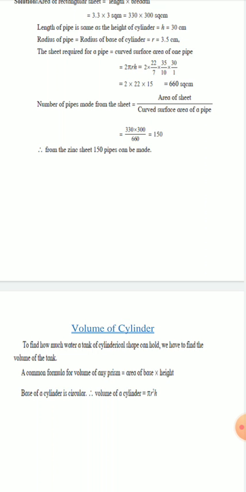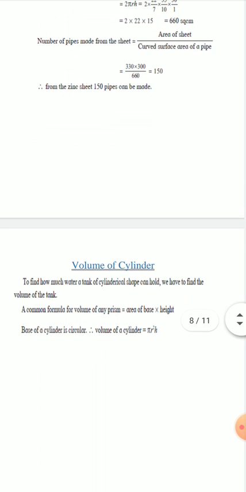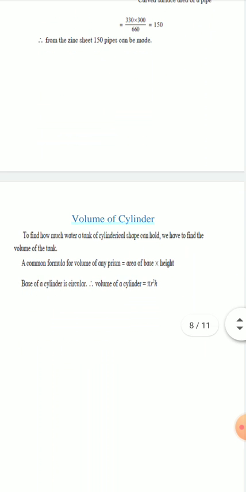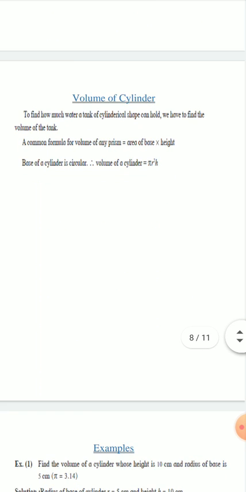Are you getting? Pi into r square is the area of the circle. Why I am taking radius of circle? Because base of the cylinder is in circular shape, isn't it? And height is h. So final formula becomes pi r square h. So with the help of this simple formula, we can calculate the volume of cylinder. So we are going to calculate a number of problems, so that you will come to know, you all are clear with this concept, that is how to calculate the volume of cylinder.